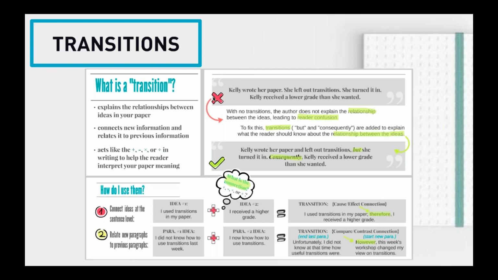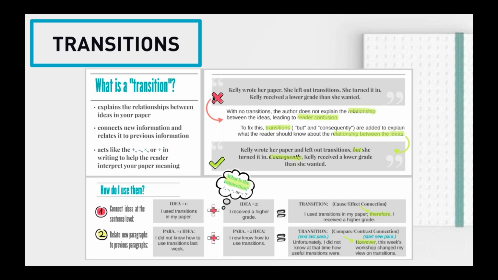We have a couple of little templates you can use to put transitions in. So if you have a paper to revise, or you're looking through and you're like, I don't know if I used a transition, this can help you. The first one, you can connect ideas at the sentence level. So if you're struggling to connect your topic sentence with your evidence and your significance, use this template.